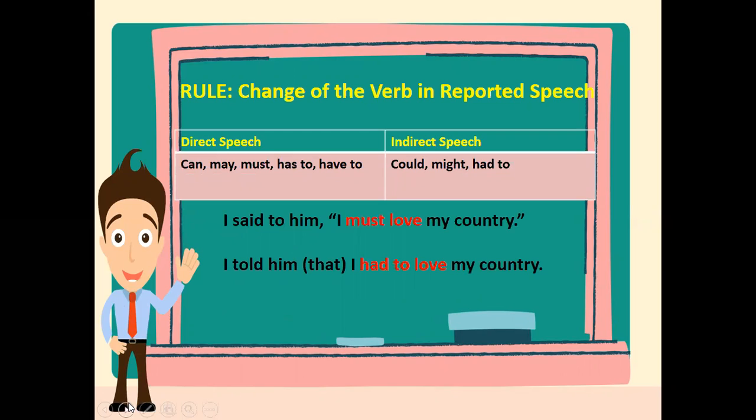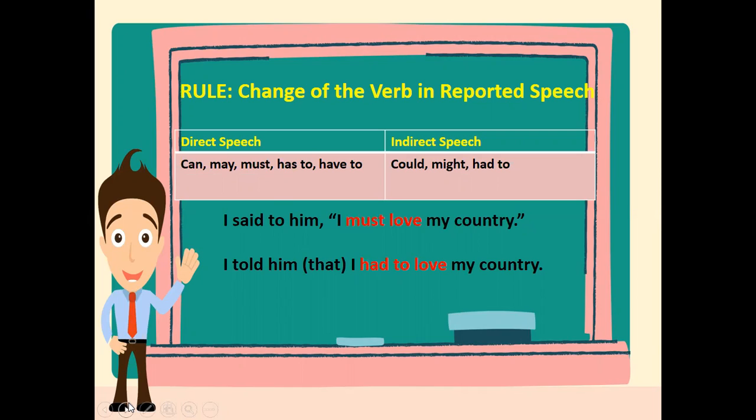Now see, certain modal verbs: can, may, must, has to, and have to. These five are changed as follows: can will be changed into could, may will be changed into might, and must, has to, and have to are changed into had to. And remember, if you already have could or might or had to, they will remain unchanged. So let's see the example. We have given one example, but the rule will be the same. And remember, after can, may, must, has to, have to, could, might, or had to, the verb will be the same, that is base form.